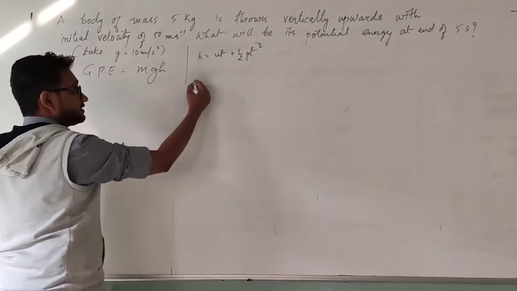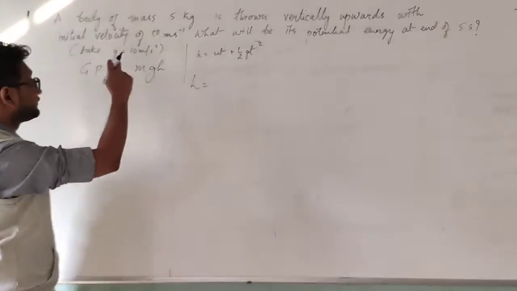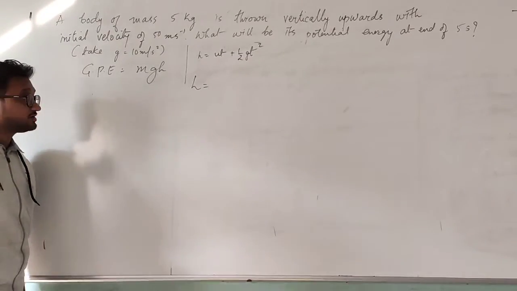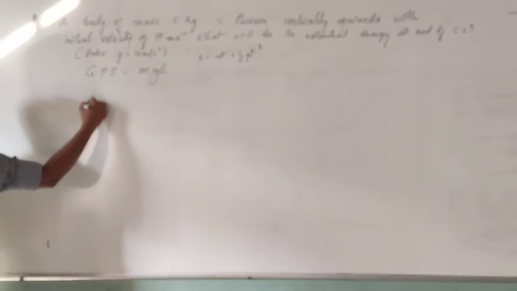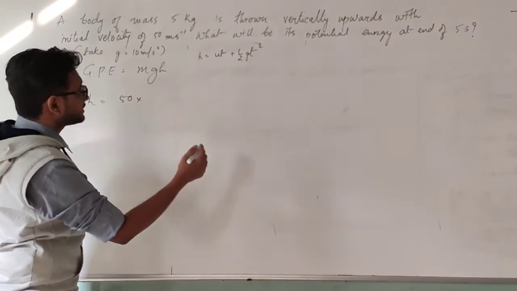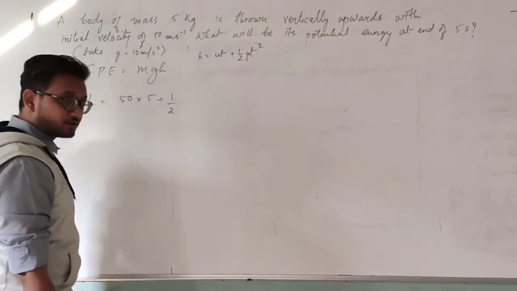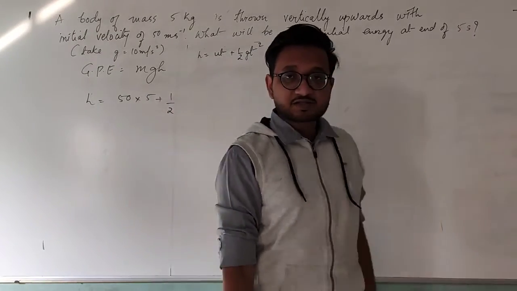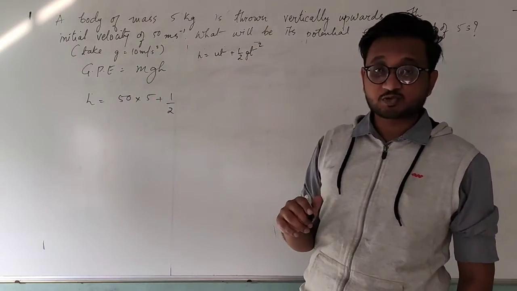Simple, finding the height. h equals u, which is 50 meters per second. We'll finish the numerical on this side. h is 50, time is how many? 5 seconds. Plus half, acceleration. Okay. Now acceleration due to gravity, it has been given till now as g equal to 10 meters per second square.